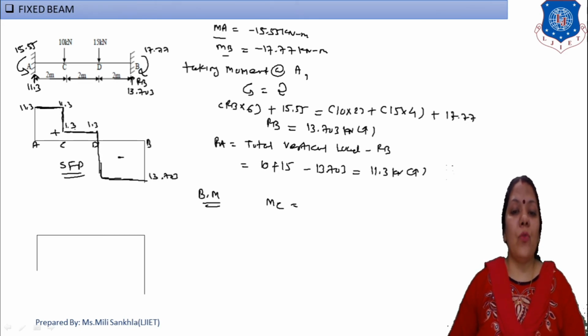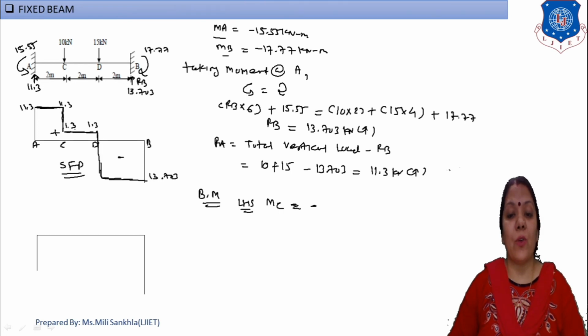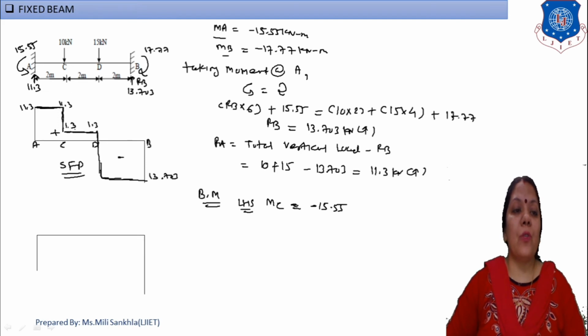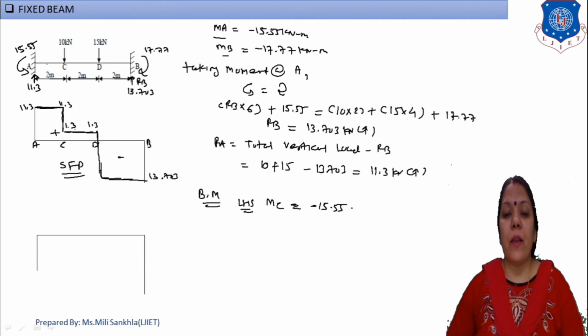Now it is easy to find the moment at C from the left hand side. So moment at C from the left hand side: this moment is given anti-clockwise, so take minus, 15.55 anti-clockwise. And this support reaction rotates clockwise, 11.3 into 2, and this is again left hand side clockwise, means plus 11.3 into 2, and my answer MC is equal to 7.05. This answer is plus.